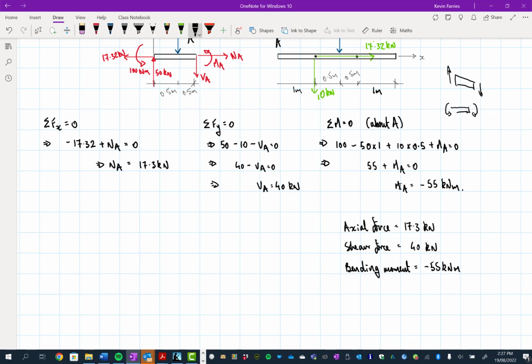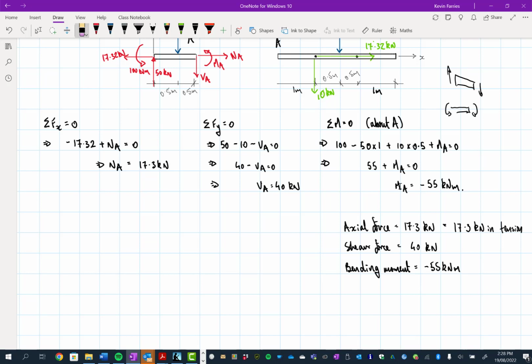And what could you do? So here you could put in brackets tension, and you could put in brackets here, hogging. Or what you could do is you could rewrite it, but you're not changing anything. So that'd be 17.3 kilonewtons in tension. And this would be 55 kilonewton meters hogging, okay, without the brackets.